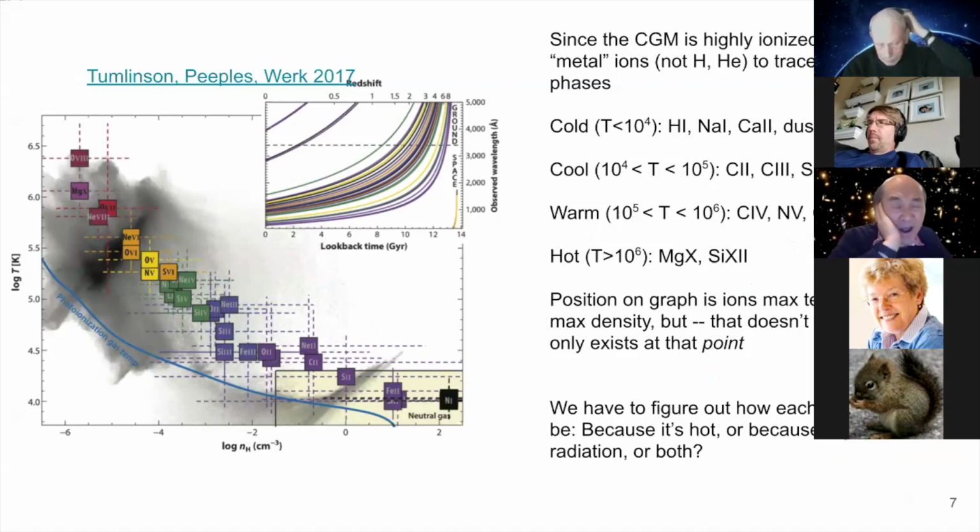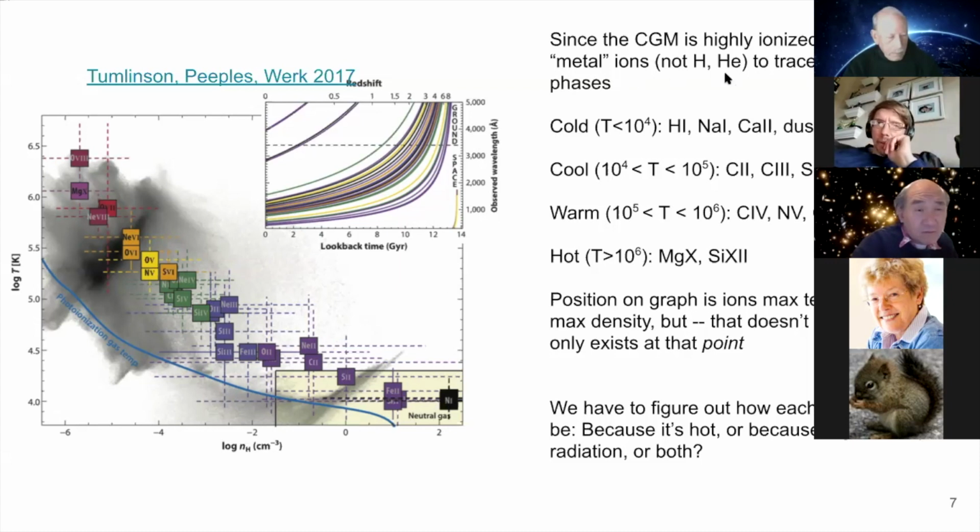So to get started, what we're going to do is talk about how we study the CGM. We said we study it with absorption lines, but it can be easiest to study it using absorption lines not just of hydrogen and helium, which are the most common elements, but using what are called metal lines. And in astronomy, when we say metals, we mean anything except hydrogen and helium, which is not standard in other areas of physics. So you wouldn't think of oxygen or carbon as metals, but we do in this case.